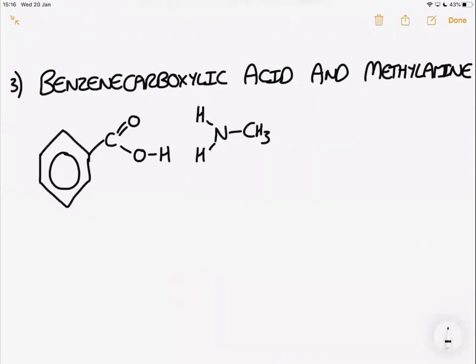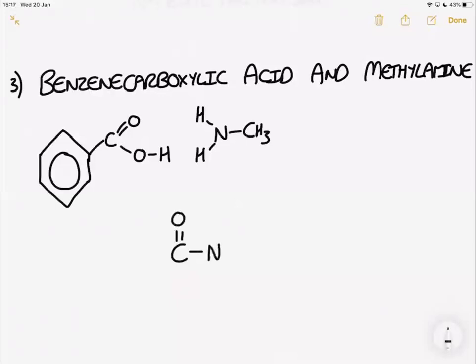So in this case, basically, there's a carboxyl group attached to a benzene ring. The benzene ring is going to be largely irrelevant. It's going to appear in the structure of the amide, but it's not actually going to do anything in terms of the reaction. The reaction's still happening between the carboxyl group and the amino group. So there we go. Same sort of logic.